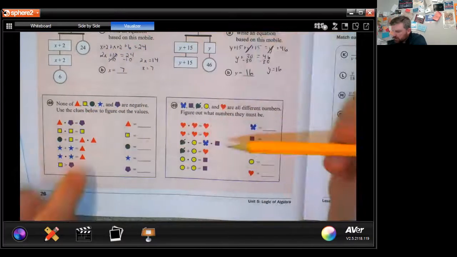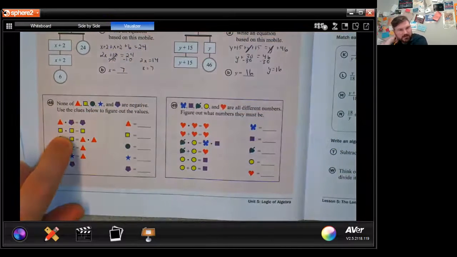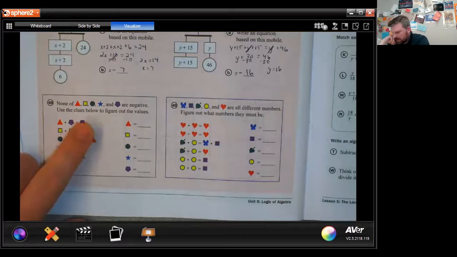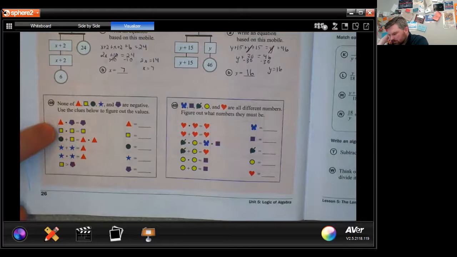Now I look right here and it says a square times a square equals a square. We talked about that the other day, and there's only two possibilities for that. The square is either 0, so 0 times 0 is 0, or the square is 1, 1 times 1 equals 1. And it just says that they're not negative, so it could be 0 here.